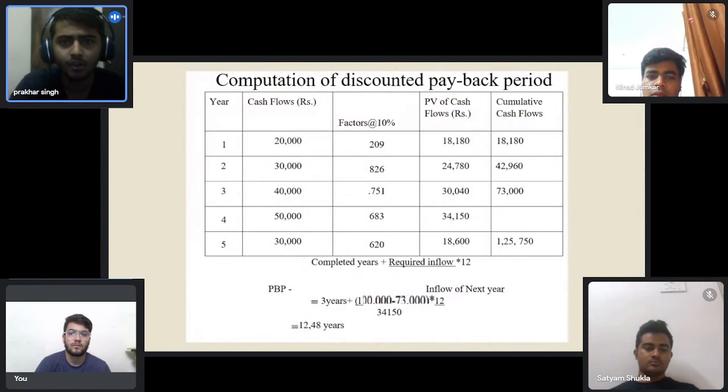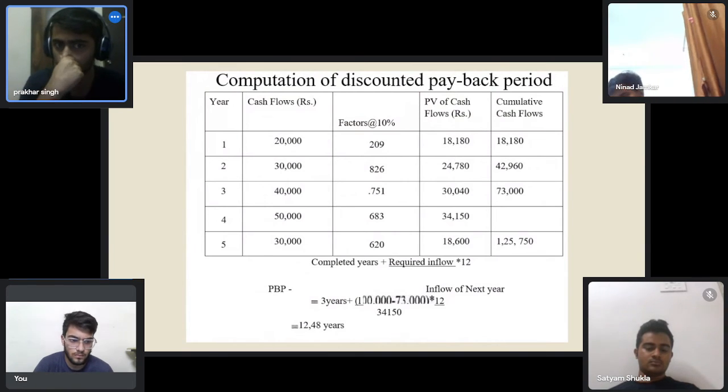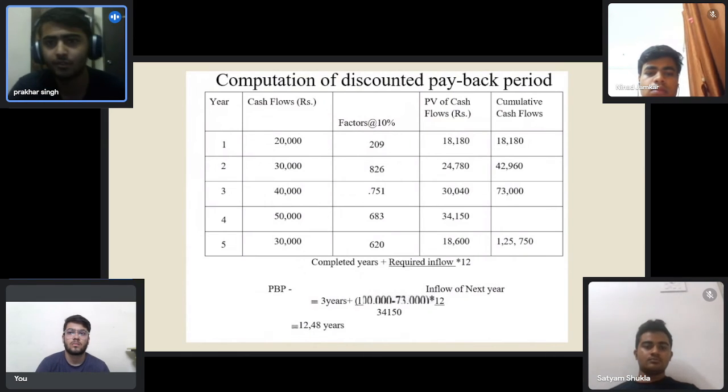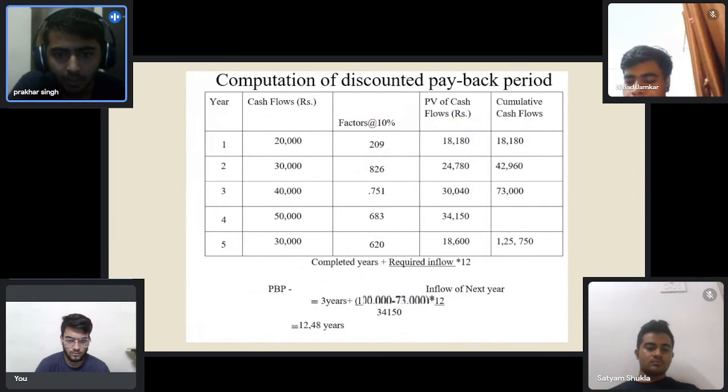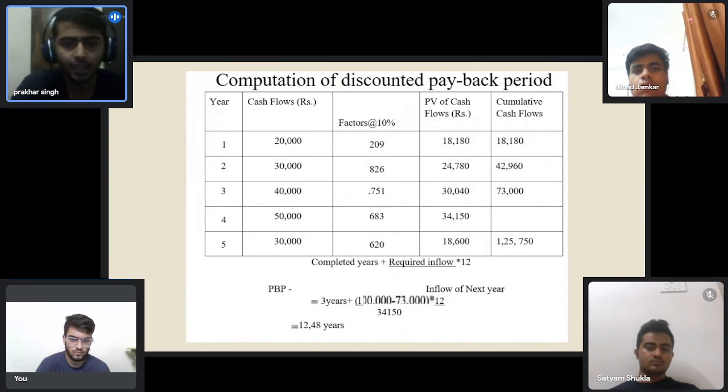Now the computation of the discounted payback period. Here is the data again: the year, cash flows, factors, PV of cash flows, and cumulative cash flows. The discounted payback period equals completed years plus required inflow into 12 divided by inflow of next year, which equals 3 years plus 1 lakh minus 73,000 upon 34,150, into 12, which equals 12.48 years.